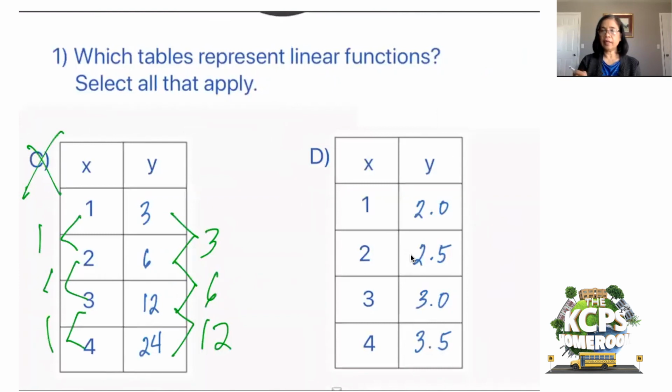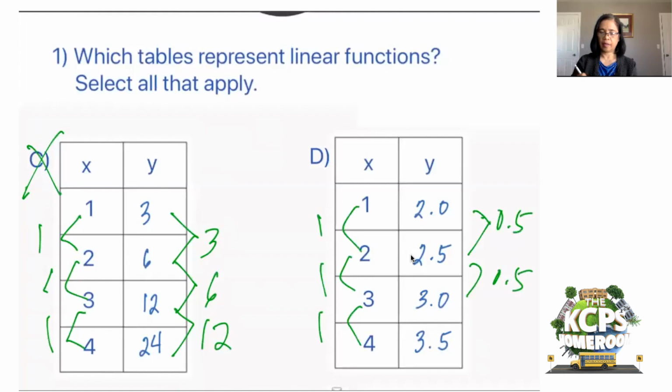Then for letter D, you try this first on your own. Check if this table represents a linear function. Look at the intervals. Again, over equal intervals, will there be an equal difference? So we have 0.5 and 0.5. From 2 to 2.5, there is a difference of 0.5. So this is a linear function.